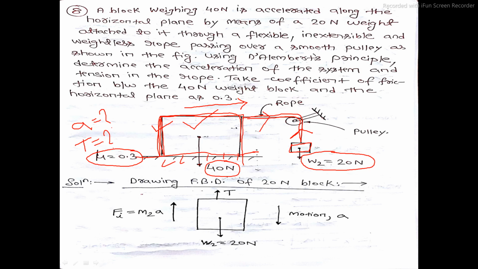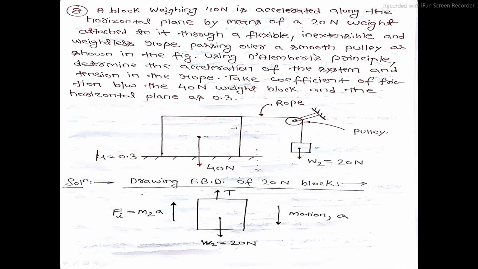How can we find out? For that we need to draw the FBD of both blocks, the bigger block as well as the smaller block separately, and then write down the force equilibrium equation for both blocks. From those equations we will find the value of acceleration and tension T. So first of all, let us draw the free body diagram of this smaller weight.